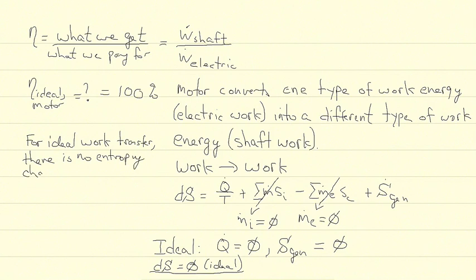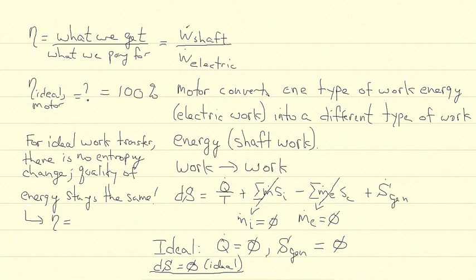And if you have no entropy change, then you can't degrade the quality of your energy. So the quality of the energy stays the same. And if your quality of energy is staying the same, then you can have an efficiency that approaches 100%.